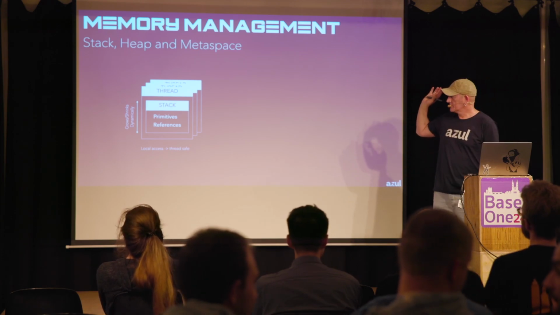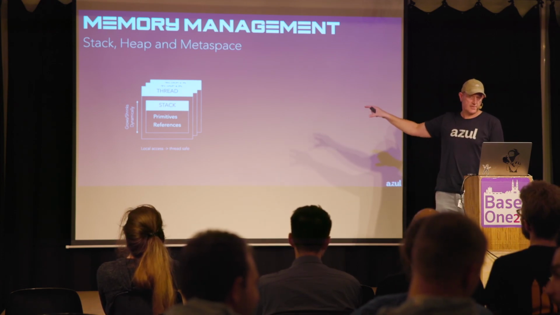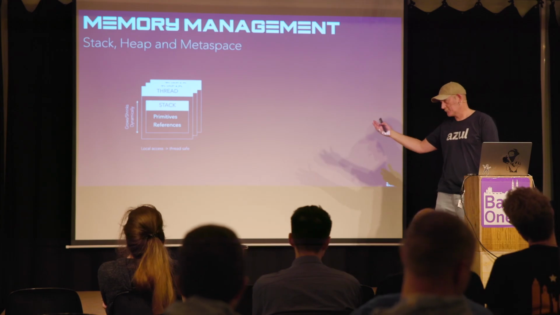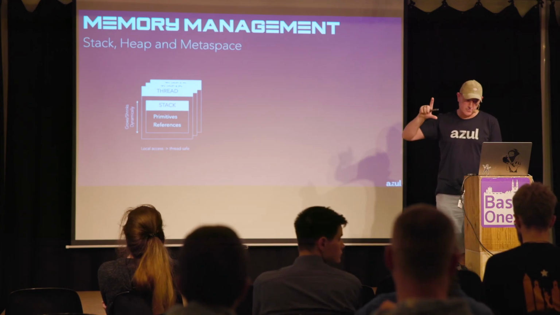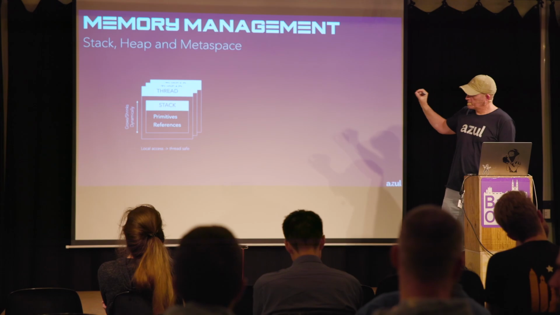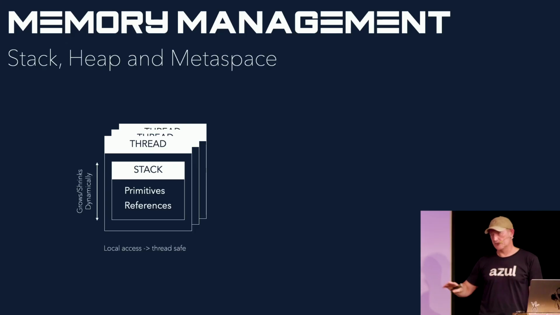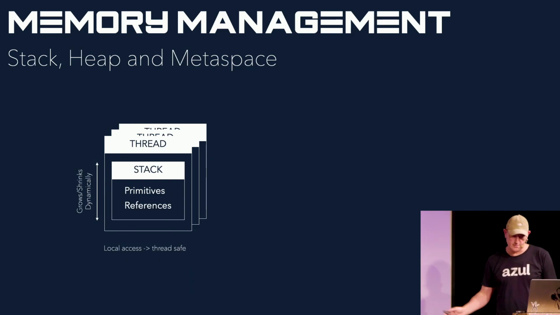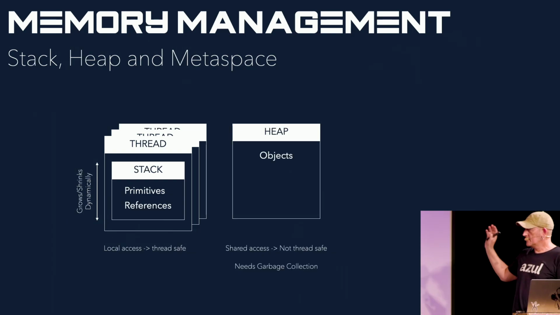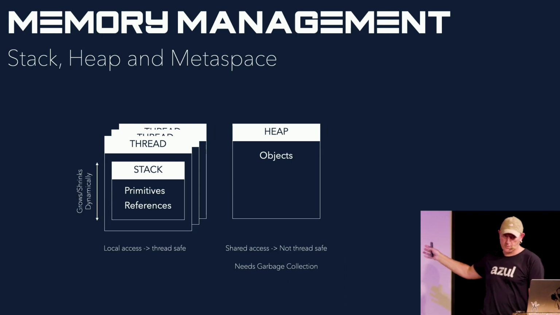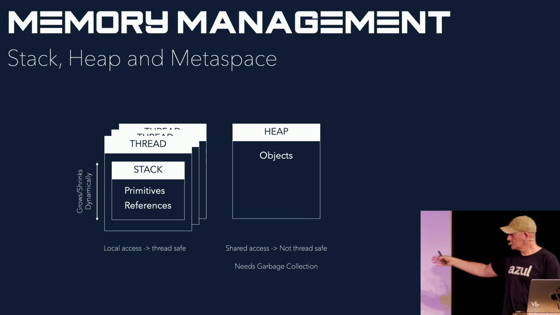We all start with a so-called stack frame that's bound to a thread. So every thread gets a stack frame. In the stack frame, which can grow and shrink dynamically, we store primitives and references in the JVM. And this is local access, so this is thread safe. So we don't have to do garbage collection. And then we have the heap. And in the heap, we store objects, right? And this one has shared access, so we need to do garbage collection.